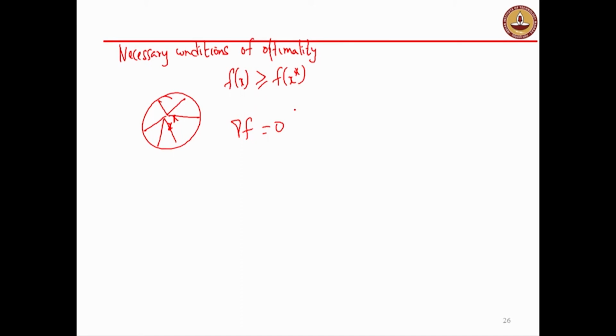This is a necessary condition. Why? Because if the gradient is not 0 for a local optimum, you can go along minus grad f. And what happens along minus grad f? The function decreases, in fact decreases the most.